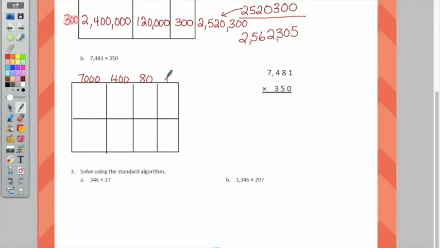So how will I break 350 apart, boys and girls? 300 plus 50. Okay, so you're going to do your standard algorithm, your area model, and then wait for me on the standard algorithm. Same thing as before.